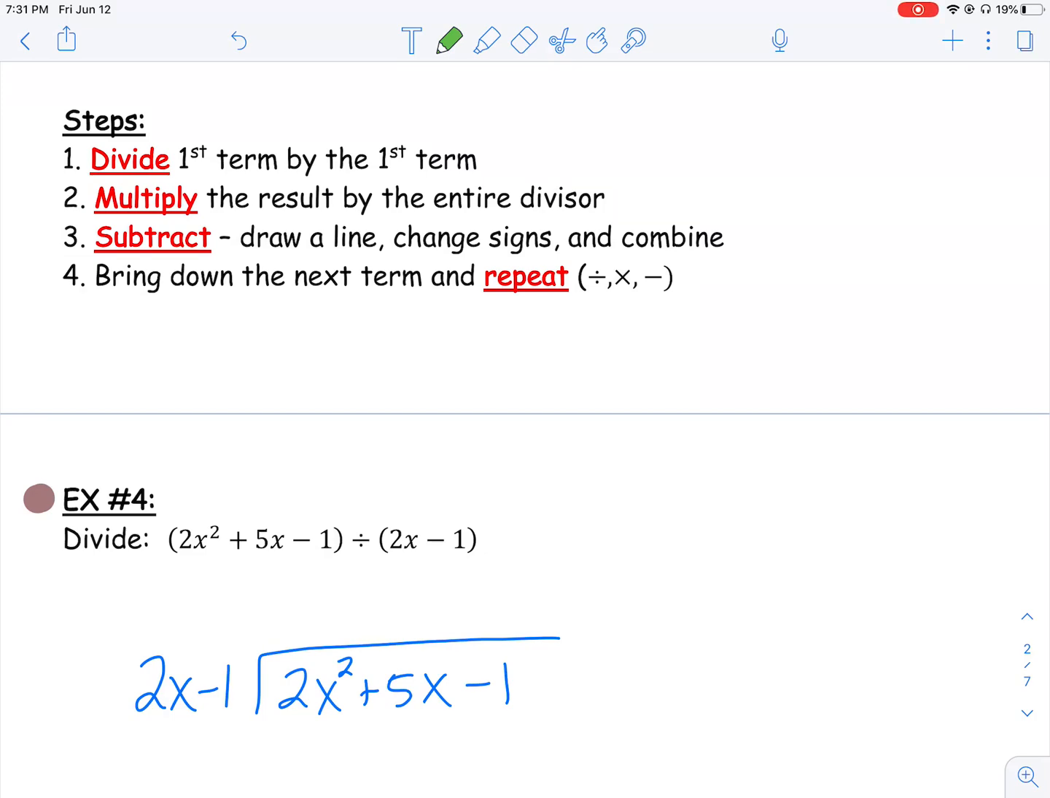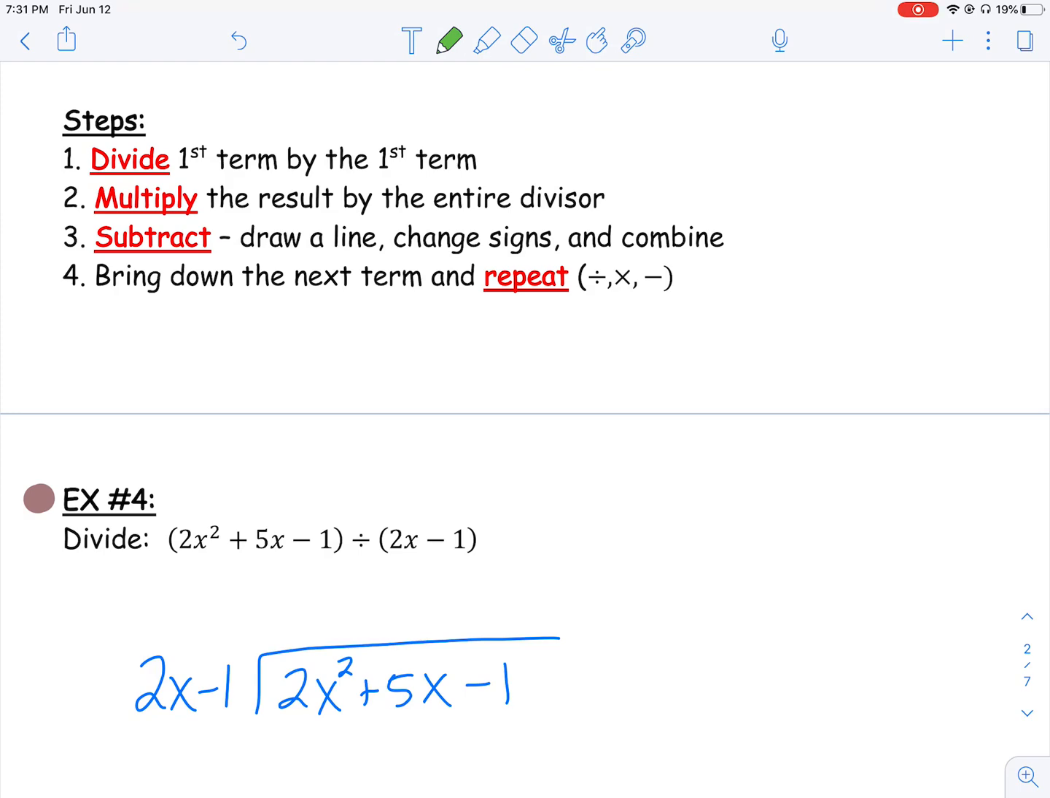All right, here's our third video in section 4.8. We just got done doing an example where we divided by a binomial. Remember that long division? Here are the steps again to divide polynomials by a binomial.